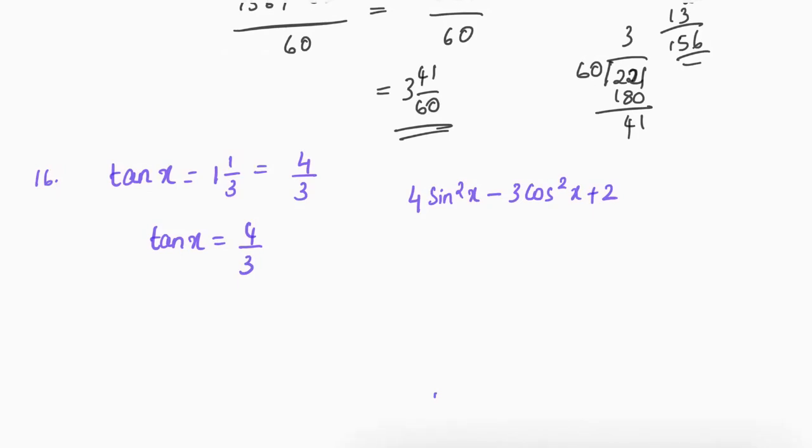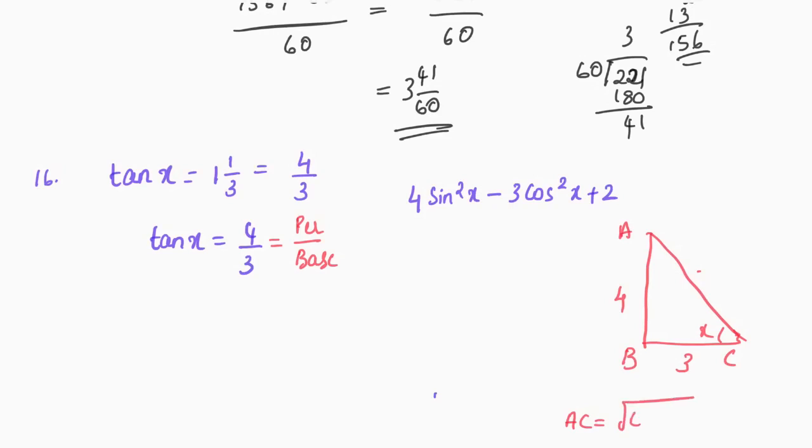So let us roughly draw a diagram again. Triangle A, B, C, and this is x. So tan x means, tan means what? Tan is equal to perpendicular by base. So perpendicular here will be 4, base is 3. So AC equals root of 4 square plus 3 square, that is equal to root of 16 plus 9, root of 25 equals 5. Okay. You are familiar with finding the unknown side using Pythagoras theorem. Same method we are using here. So we got this.